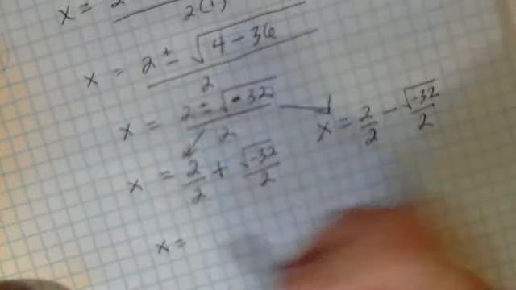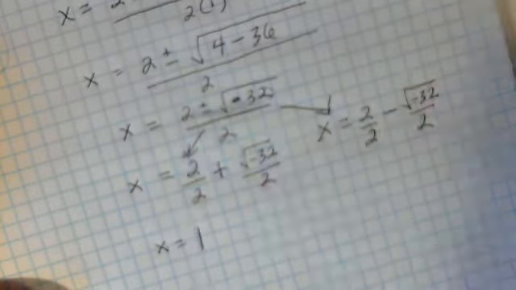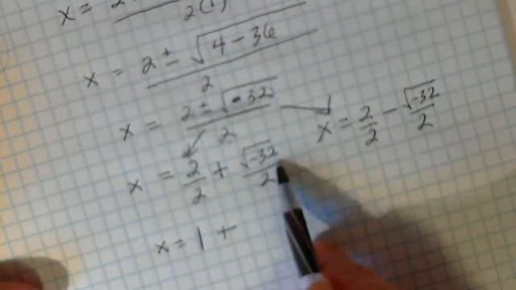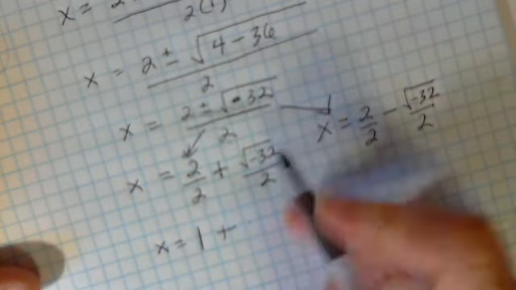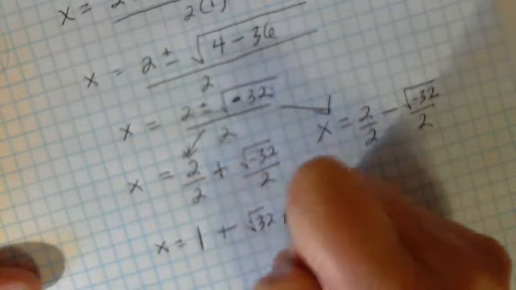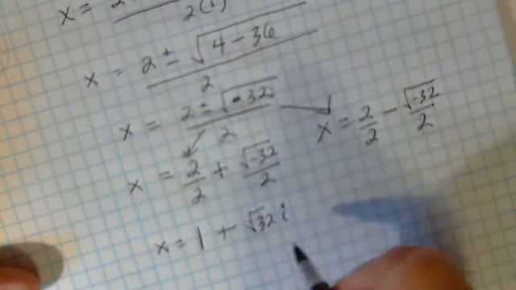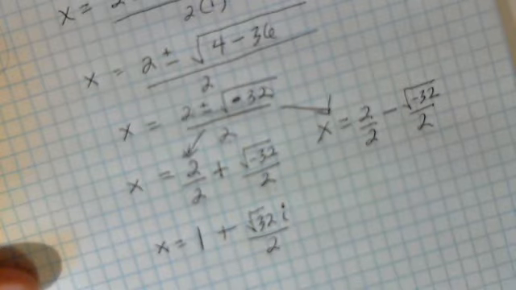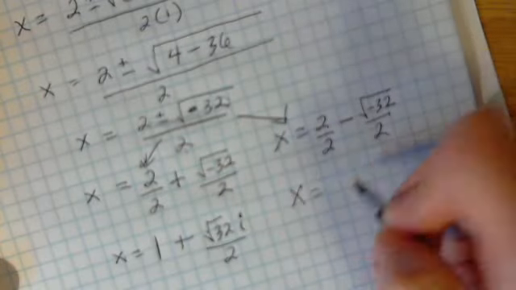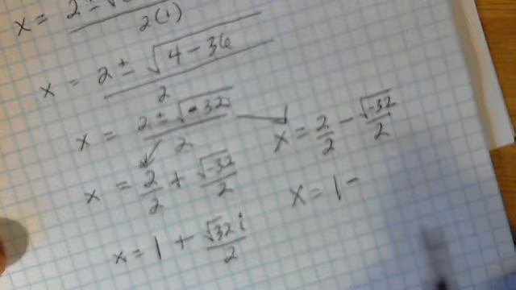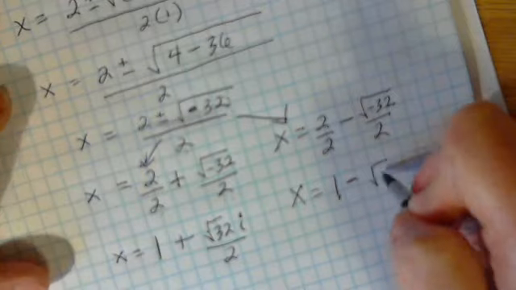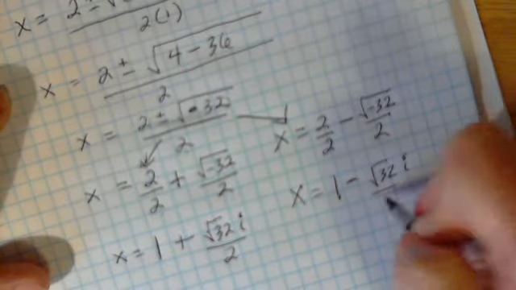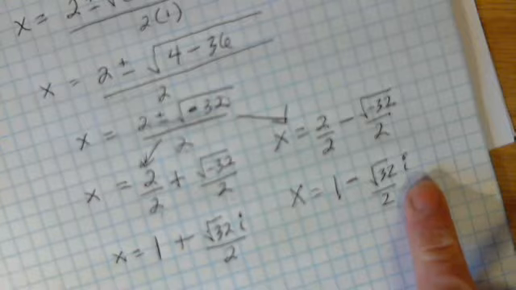So let's finish this up. I got 2 over 2 is 1 plus, now remember how we're going to do this? This is the same as the square root of negative 1 times the square root of 32, which will be the square root of 32 times i. We'll get our calculator out in a minute, but don't forget that that's over 2. Okay? Let's go to the other one. x equals 2 over 2 is 1. Subtract, and this is going to look just like this. It's going to be the square root of 32 i over 2. Now notice the i is not inside the square root sign.